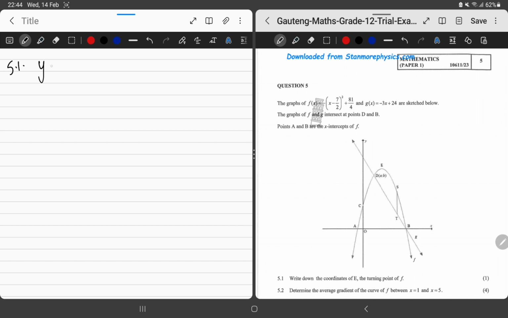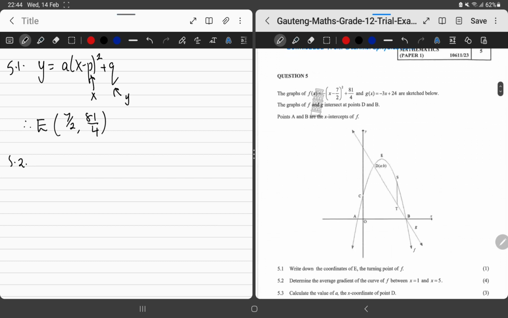We are given the equation of a parabola in this form, where p is the x-coordinate of the turning point and q is the y-coordinate of the turning point. The coordinates of E therefore must be (7/2; 81/4).